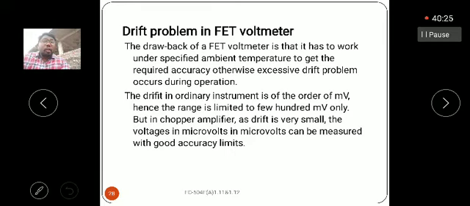The drift in an ordinary instrument is of the order of millivolts, hence the range is limited to a few hundred millivolts. But in a chopper amplifier, as the drift is very small, voltages in microvolts can be measured with good accuracy limits.